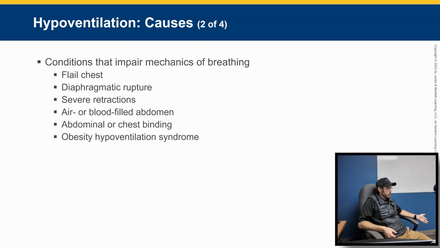And if we've got air or blood that fills the abdomen, why could that be a problem with respiration? Abdominal or chest binding. So what if I put something around your chest that limited its ability to expand? Would that affect my ventilation?